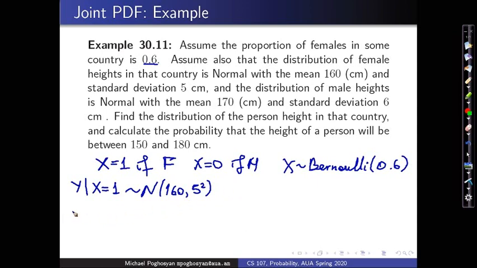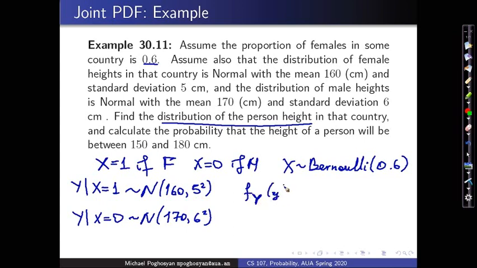Okay, and also I have the other part: given that our person is a male, so X is 0, the distribution of Y, the height, is normal with 170 and 6 squared, with standard deviation 6. Now, what is the problem asking me? The problem is asking to find the distribution of person height in that country. So, what is the PDF of Y at the point y? Having those previous calculations, I can easily find that.